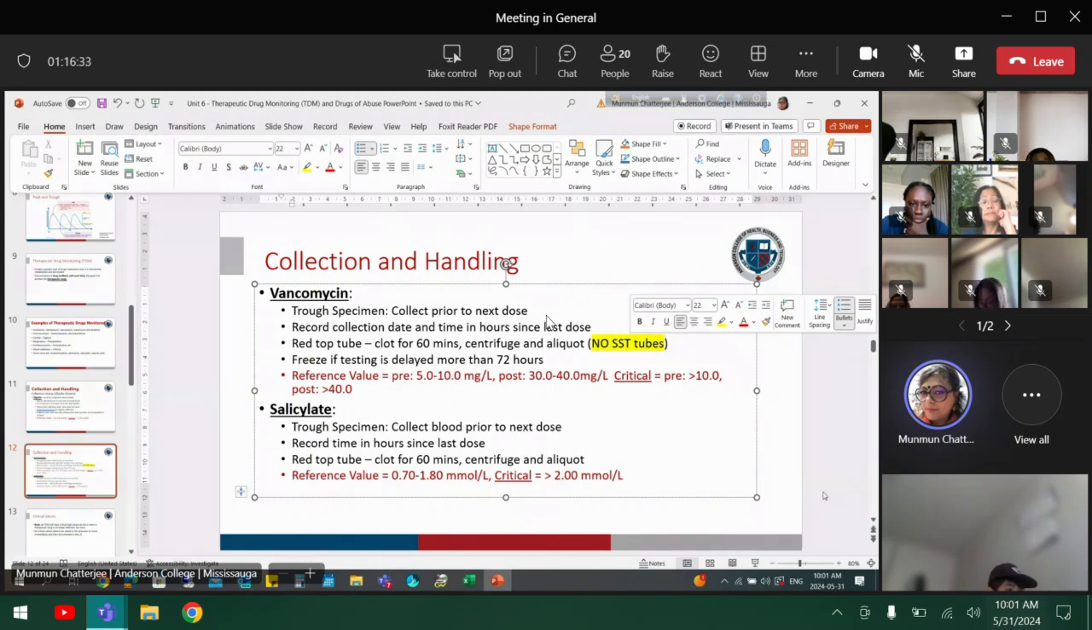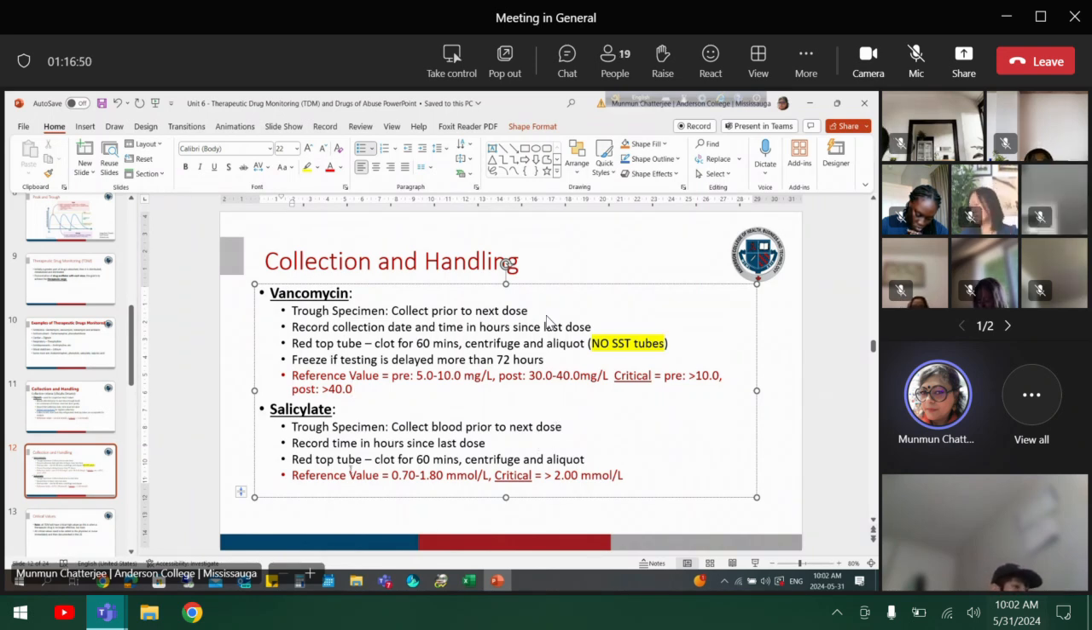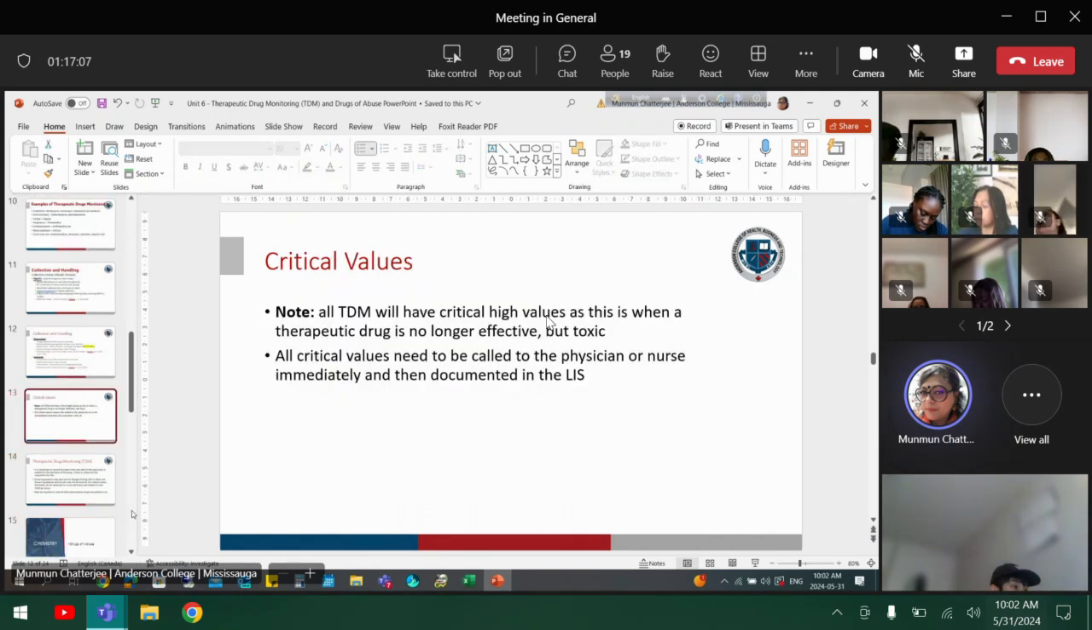Reject if testing is delayed more than 72 hours. Salicylate, same as for example, trough level is collected before the next dose. For the peak level, the doctor is going to write it in the requisition. Red top tube, clot for 60 minutes, centrifuge and aliquot, reference value. So vancomycin and salicylate you can collect in the red top tube, but for vancomycin, no matter what, we cannot use any gel separator tube. You have to use the red top tubes.